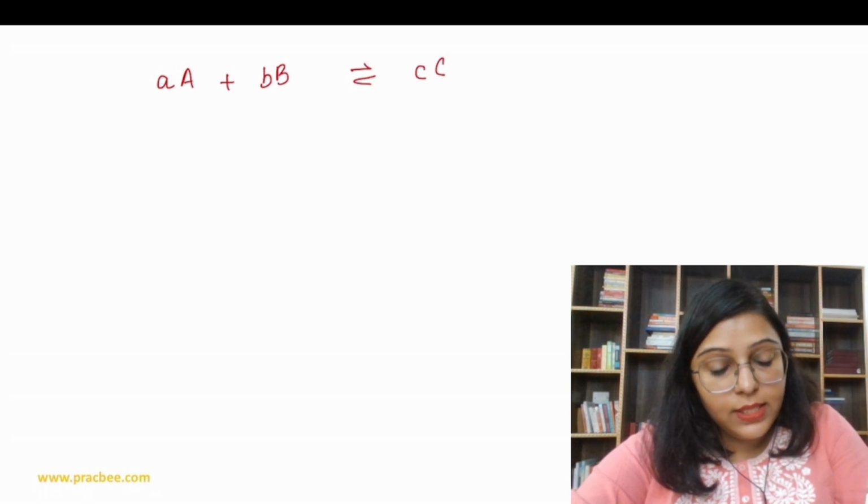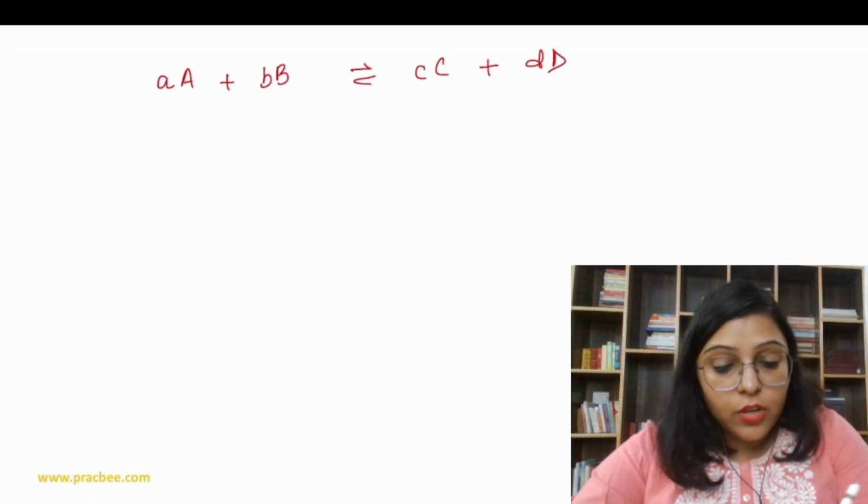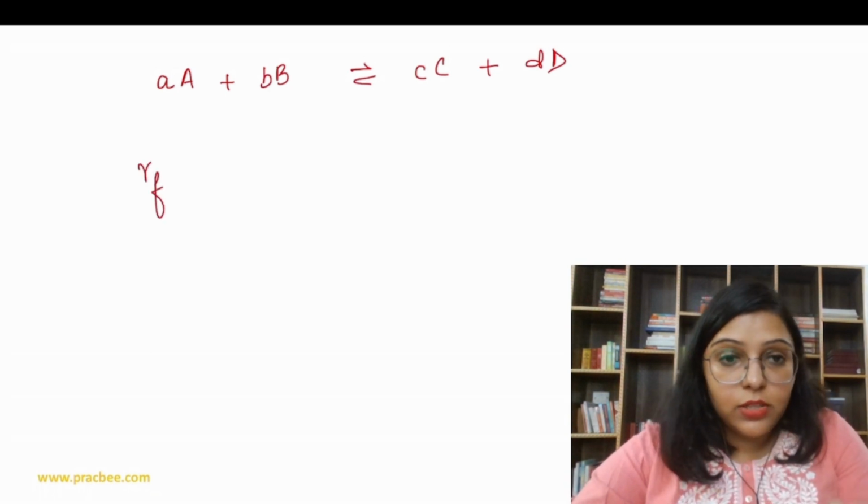In basics, you can have questions on rate. Okay, so if we have a reaction like aA + bB in equilibrium with cC + dD, right? This is the generalized chemical reaction. So rate of forward reaction, it depends on the reactant.